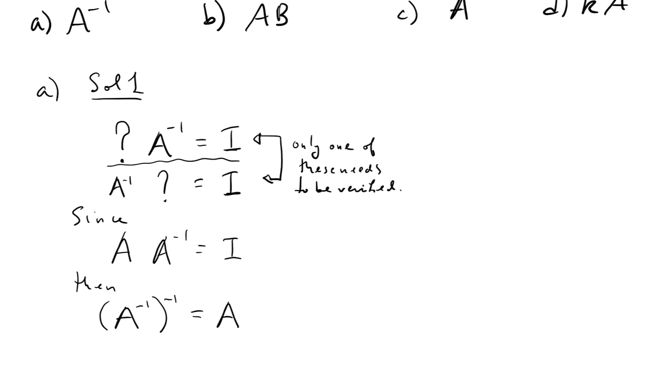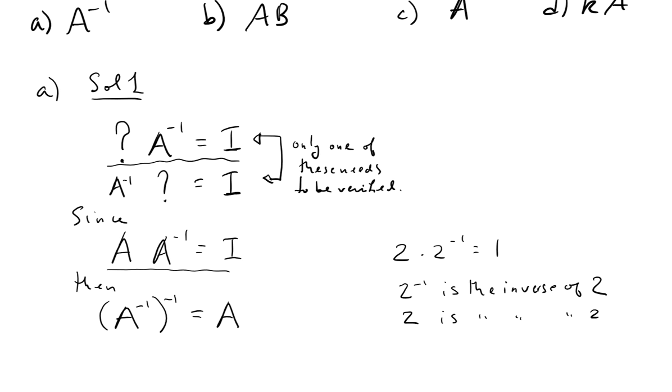Remember that this equation that I have here, I can read it in two ways. I could say A inverse is the inverse of A, but at the same time, A is the inverse of A inverse. It's just like saying that, let's say I have 2 times 2 to the minus 1, that's equal to 1. Well, I could say that 2 to the minus 1 is the inverse of 2, or I could also say that 2 is the inverse of 2 inverse. Therefore I could write that the inverse of the inverse of 2 is 2 itself. That's essentially the same thing here.